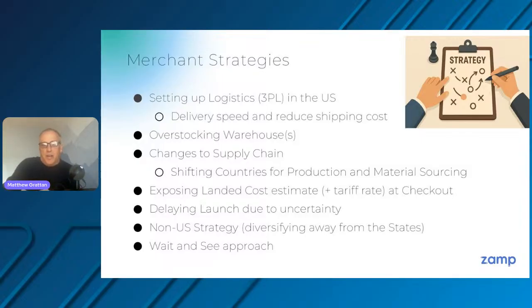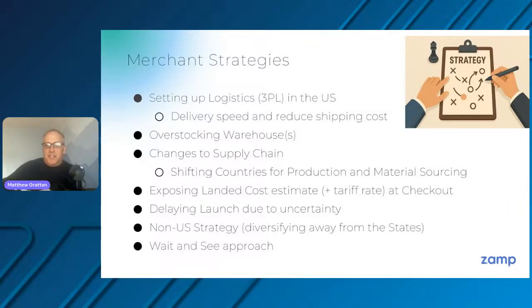And here are some of the strategies we've heard from different companies that we've spoken to. One is simply the concept of, we have a good product. We're confident in our brand and our product, and we're going to set up logistics with a 3PL in the US, and then faster delivery, reduce shipping costs. If we take a hit on the tariffs, so be it. But we want to make sure that we're competitive in the US because it's an important market to us.